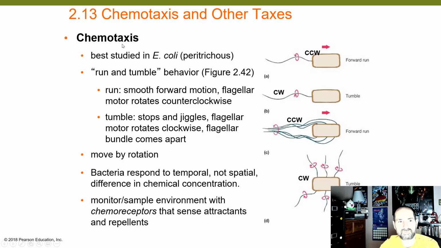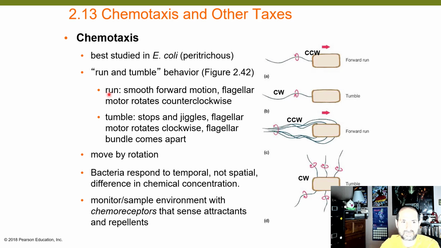So again, chemotaxis is directed cell motion towards a chemical, best studied in E. coli, which is peritrichous. Remember what peritrichous means? Completely surrounded by flagella. This is what peritrichous means. And when you're looking at flagellar chemotaxis, what you're going to see is run and tumble behavior. That's how flagella work.